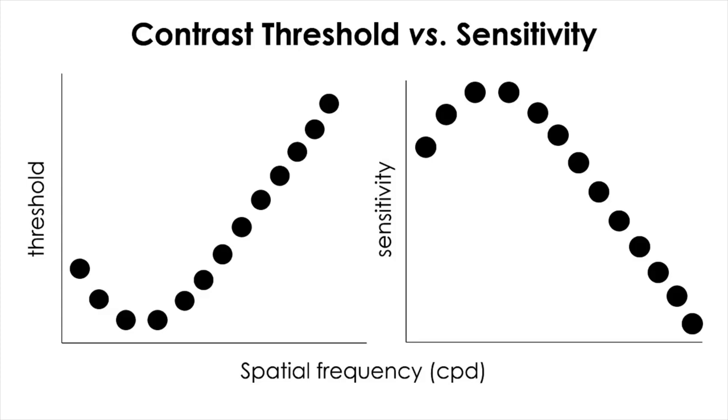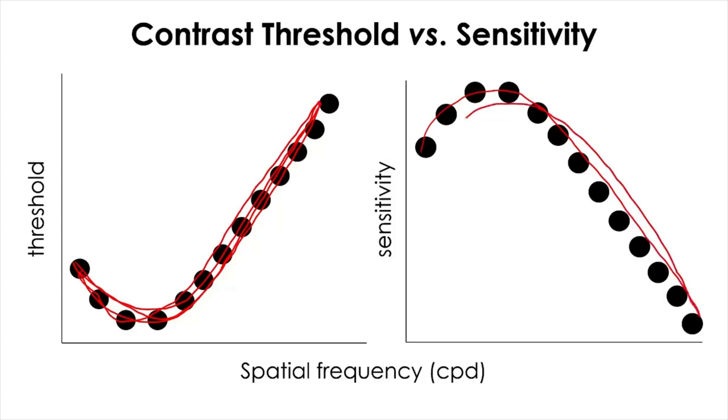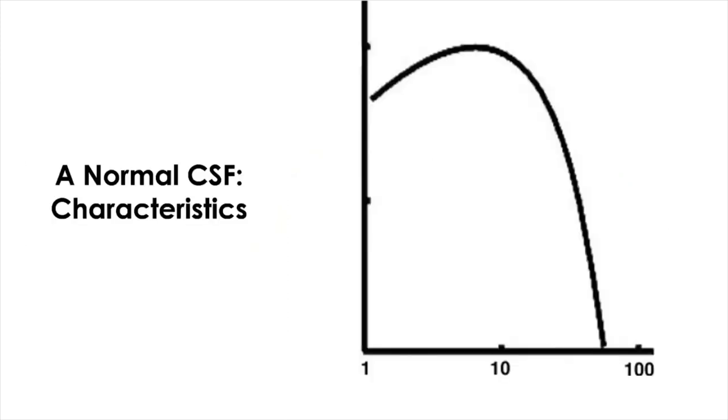So if we were to plot the contrast sensitivity function using the contrast threshold values, which are our original measurement, as a function of spatial frequency, then the shape of the function would look like the graph on the left, right? So this looks kind of like a U shape, like a tick mark. But because we took the reciprocal of the contrast threshold, that's why we get this inverted U shape. And so this shows a representative contrast sensitivity function of a normal observer.